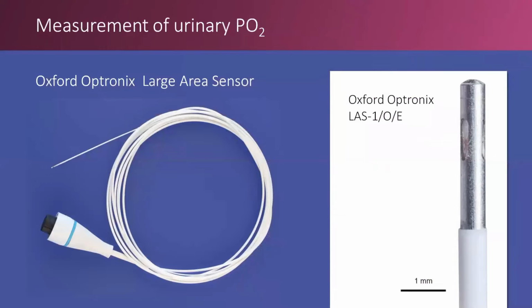We have also been interested in measurement of bladder urinary PO2, and we'll explain the reasons for this later in the webinar. And for this, we use the Oxford Optronics large area sensor. And on the right-hand side, you can see that this is a different structure to the other probes. This is a more robust probe, and the tip of it is shielded in this metal casing.